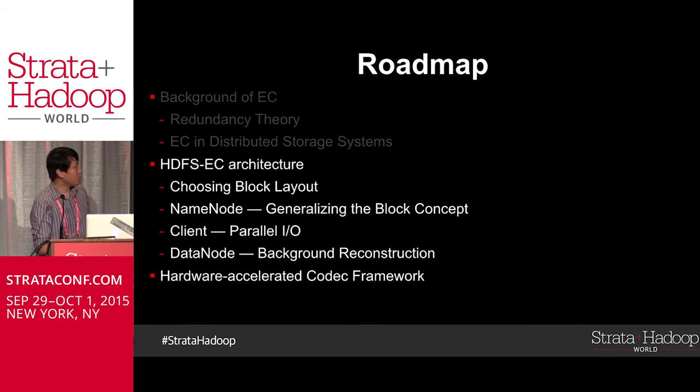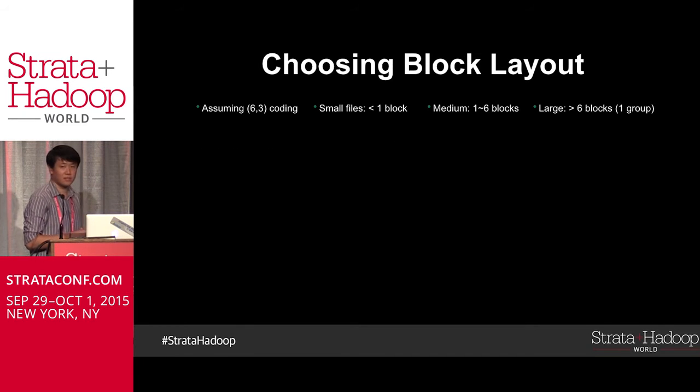So back to our roadmap. After the background, I want to introduce how we brought the erasure coding feature into HDFS. So the first question we face is which block layout we choose to implement erasure coding. From the previous introduction, we know that the biggest advantage of a striping layout is better handling of small files, and the biggest advantage of the contiguous layout is the good data locality, which is compatible with locality-sensitive applications like MapReduce, for example.